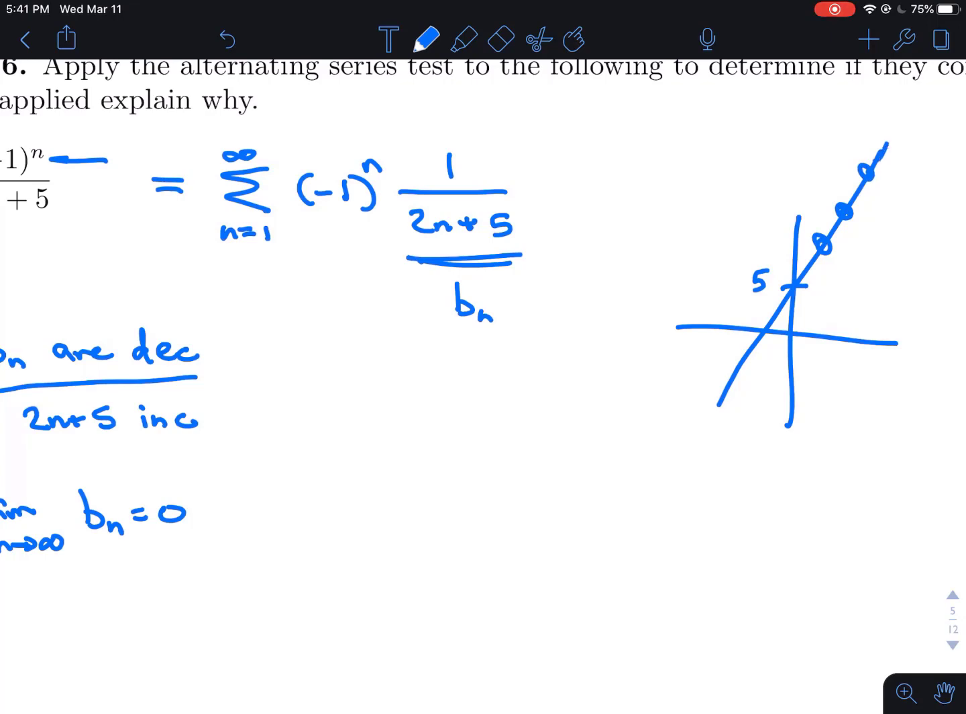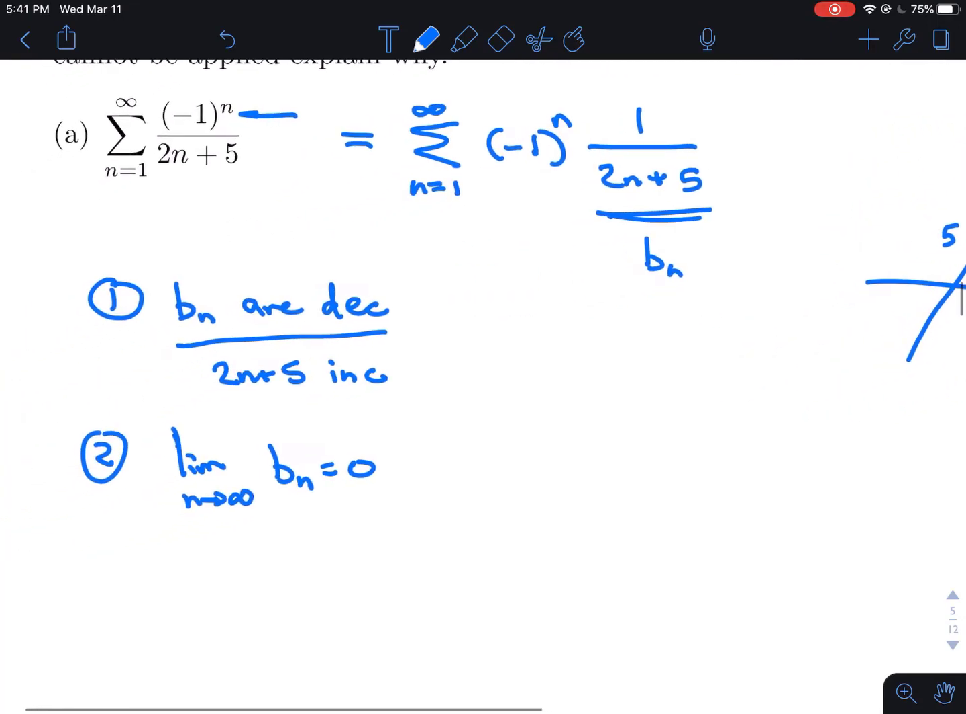As you plug in bigger and bigger n values, it gets bigger and bigger. Okay, so 2n plus 5 is increasing, so we know the reciprocal of an increasing function is decreasing. So that's all my work that I would need to show for giving us that this is decreasing, so that's great. And the next thing we want to check is the limit as n goes to infinity. We hope that it's equal to 0.